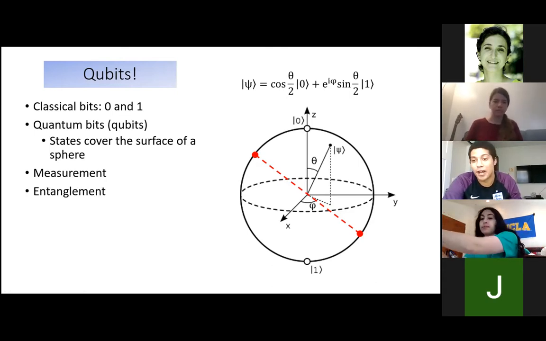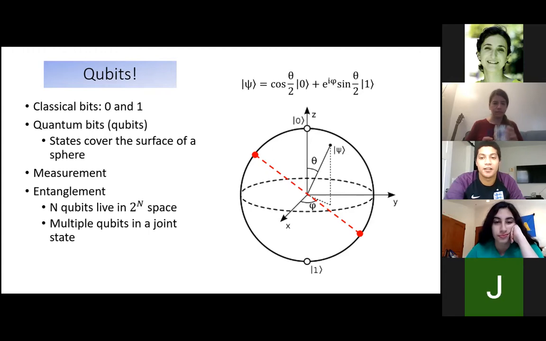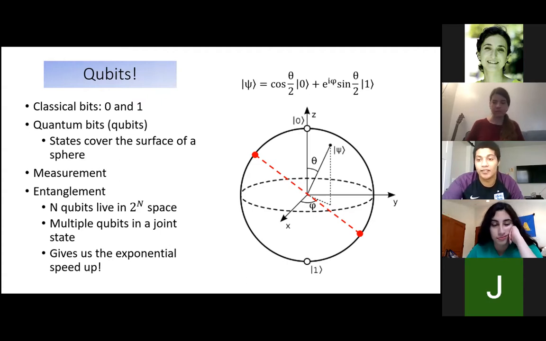And you have entanglement. What happens when I have more than 1 qubit? Do I have 2 spheres? No, entangled qubits live in 2 to the n space in a joint quantum state. And this is what gives us that exponential speed up, that factor of 2 to the n. This is where quantum computing wins in the end, in this exponential scaling.